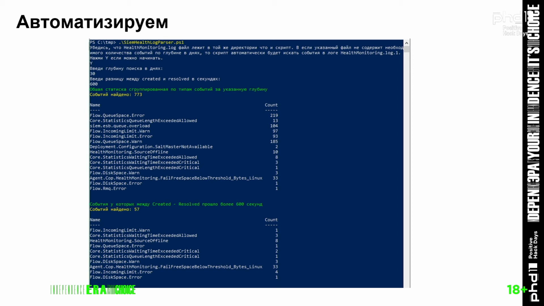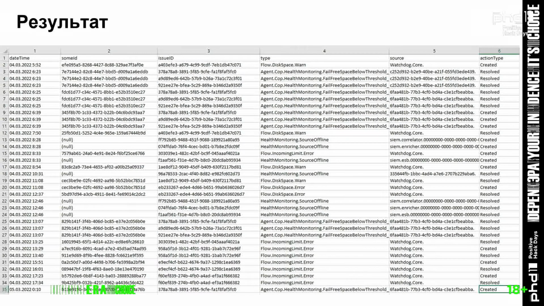So this is a usual regular PowerShell script. First, we indicate depth of search, let it be 30 days. Then we set the time difference between issue discovery and issue resolution at 600 seconds. Then we indicate I want to see all errors classified by type. And the second one actually shows how many errors we had of this type. So total number of major errors was 57 over 30 days. 57 is not much, we can check them all.